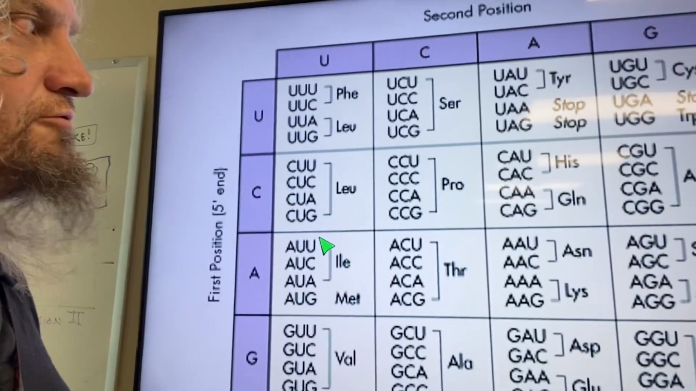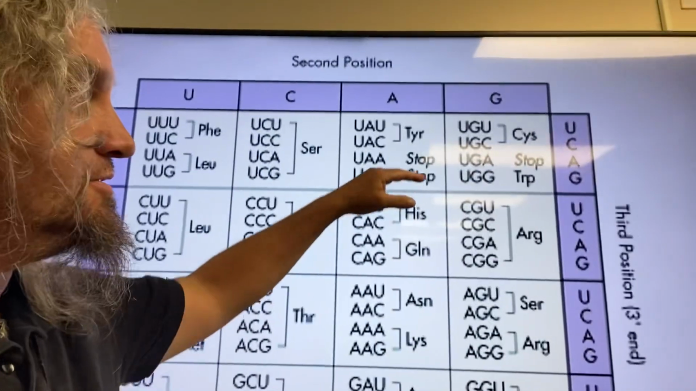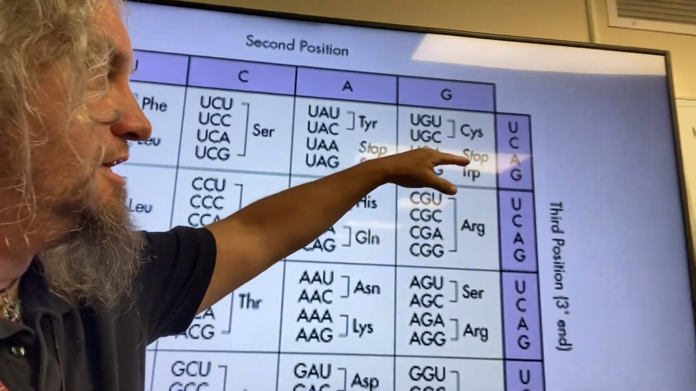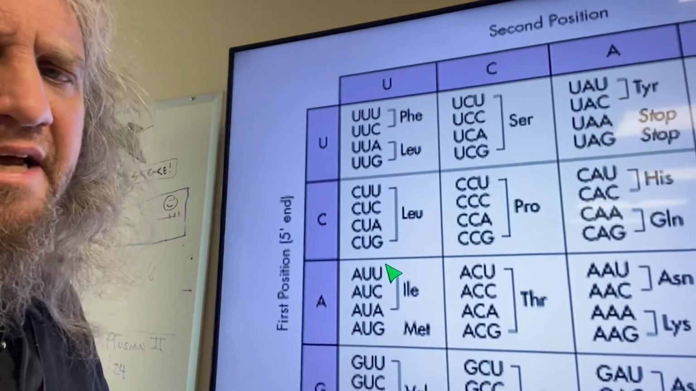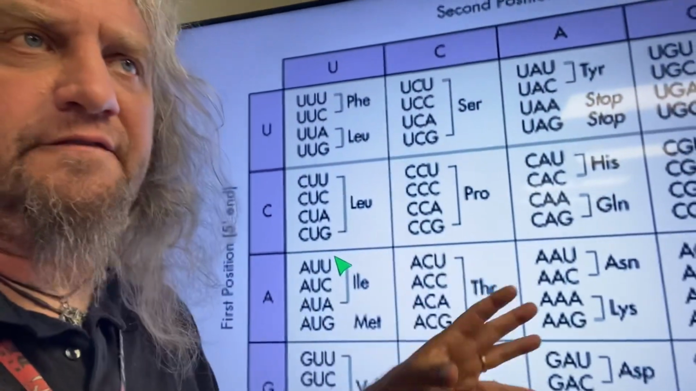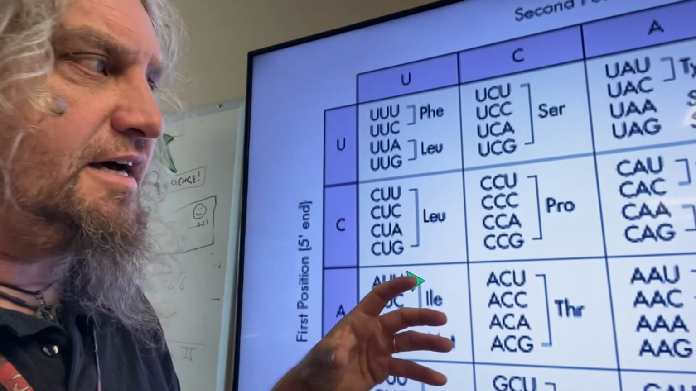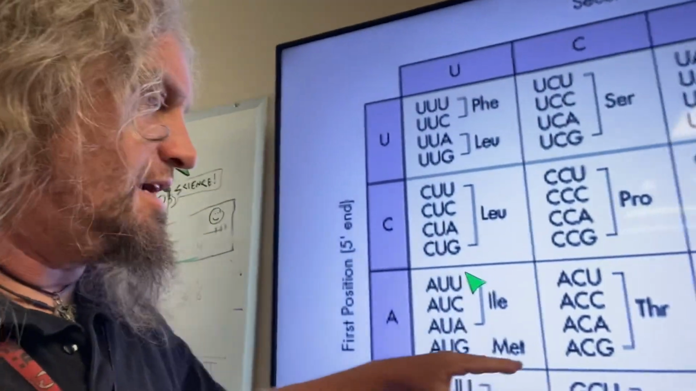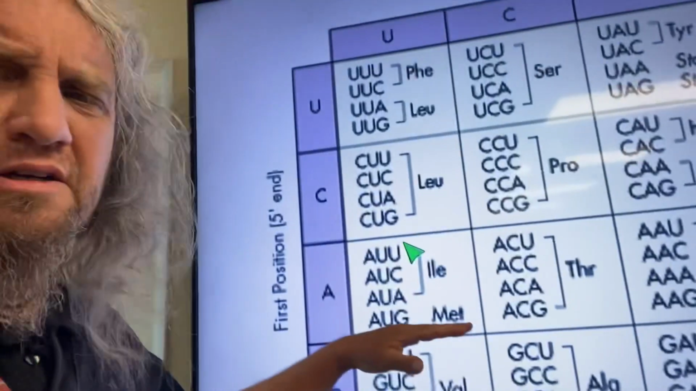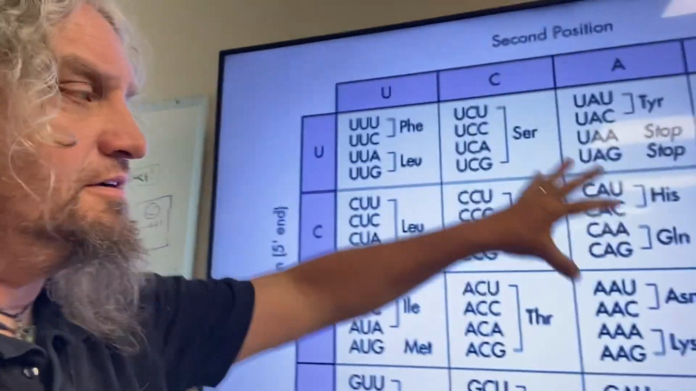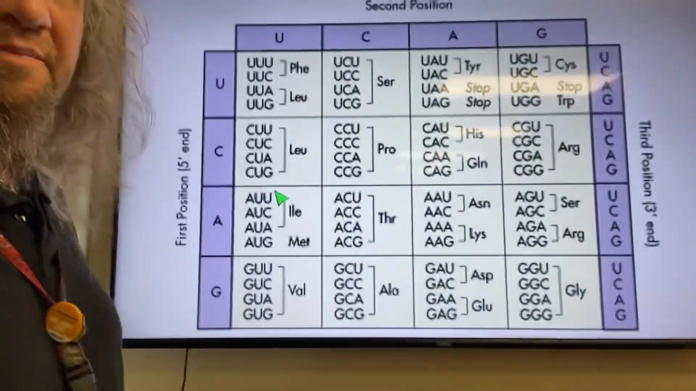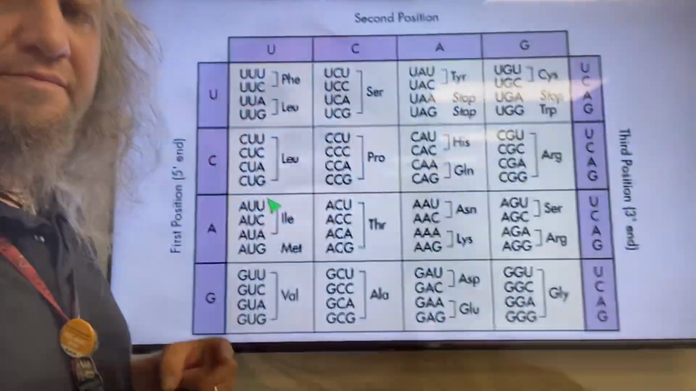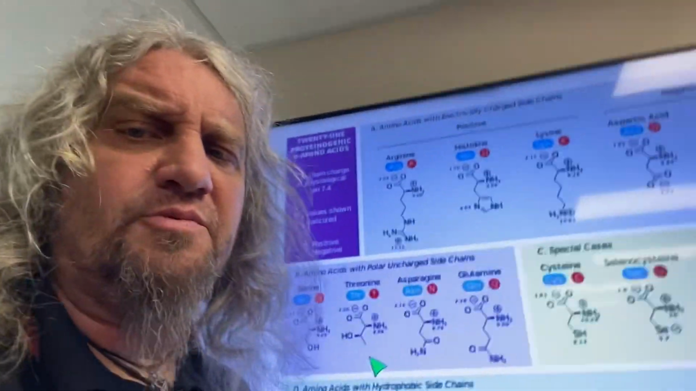Don't forget there are some stop codons, right? UAA, UGA, UAG. Those are stop codons. That means as soon as they're read, they stop and the protein is finished. And methionine, AUG, is usually the start codon as well. You need to know how to be able to read this chart. Well, we can practice a few right now. And of course, translation is when you put amino acids together.